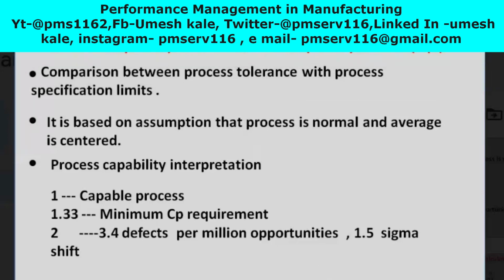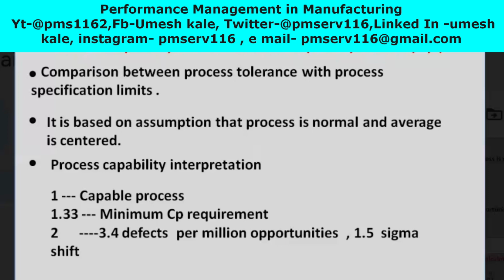Then what is the interpretation of the process capability study? If your process capability study's result is showing a value of 1, then it shows that your process is capable. If your process capability study's value is showing 1.33, it shows that your process capability is meeting the minimum CP requirement. And if your process capability value is 2, it means that you have achieved the 6 sigma limit and your defect generation is 3.4 defects per million opportunities.